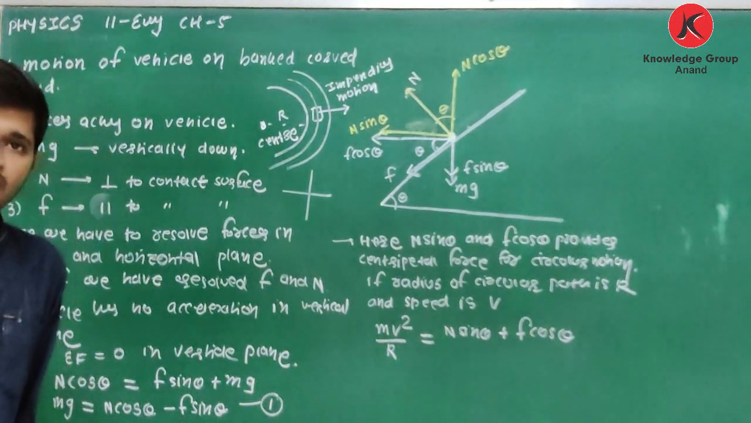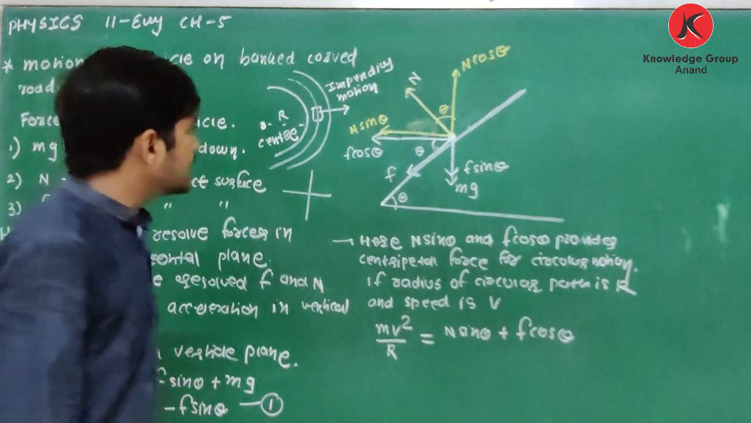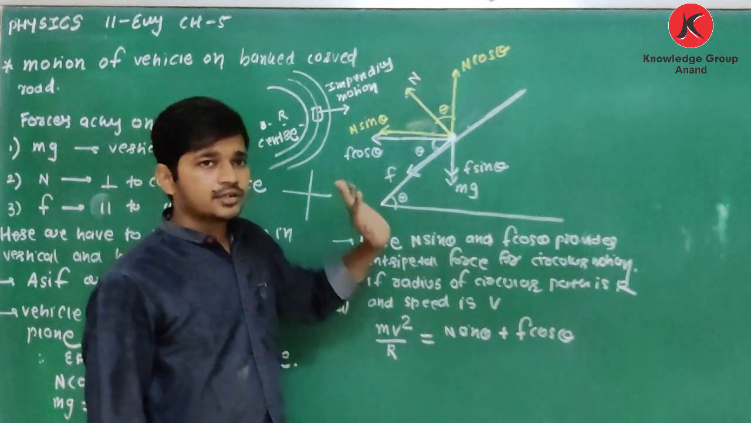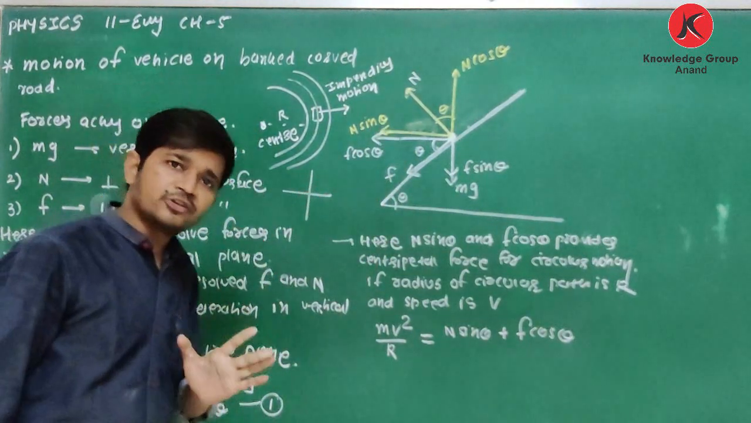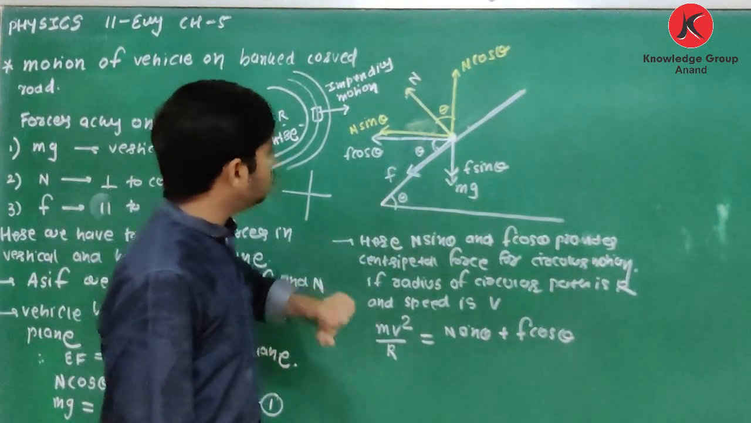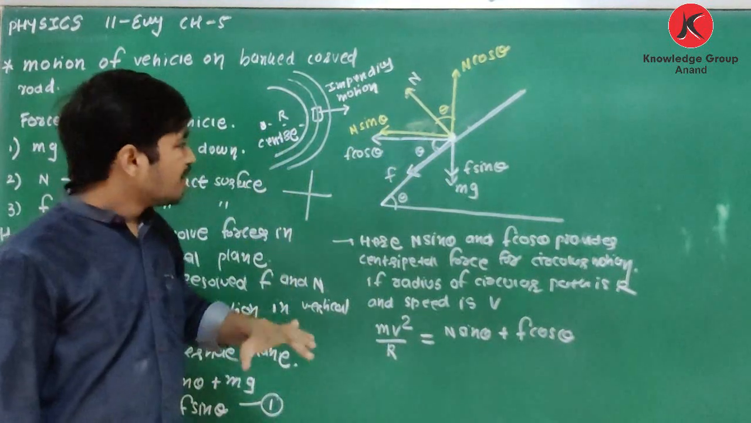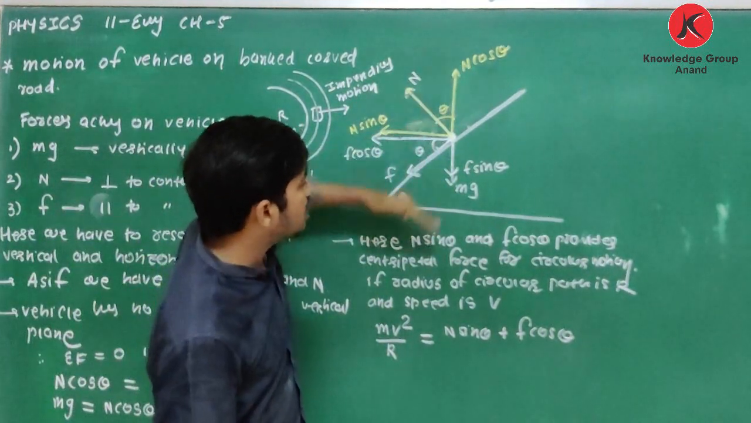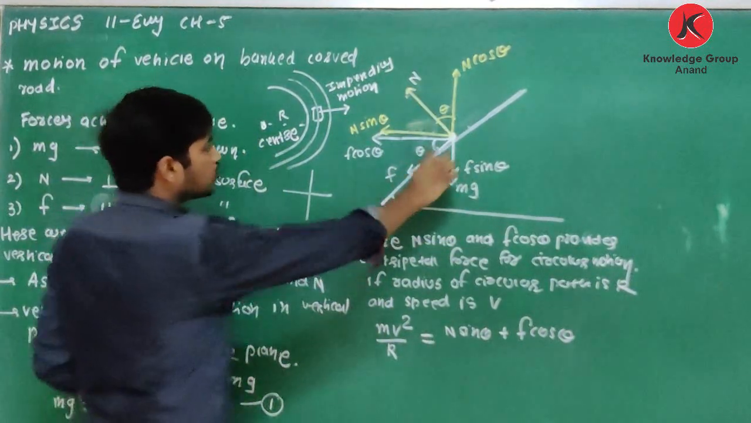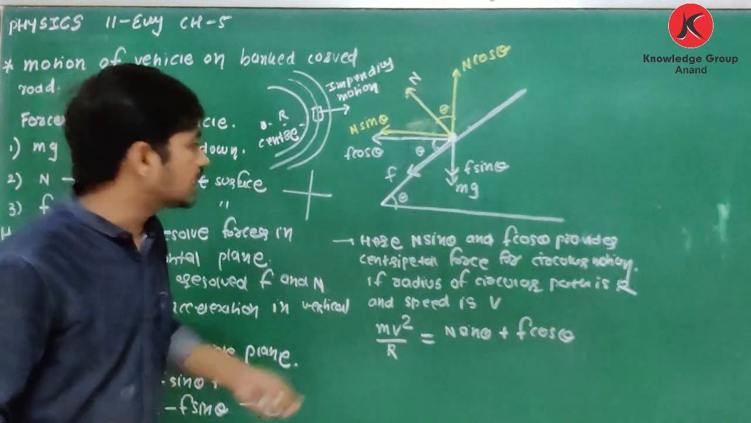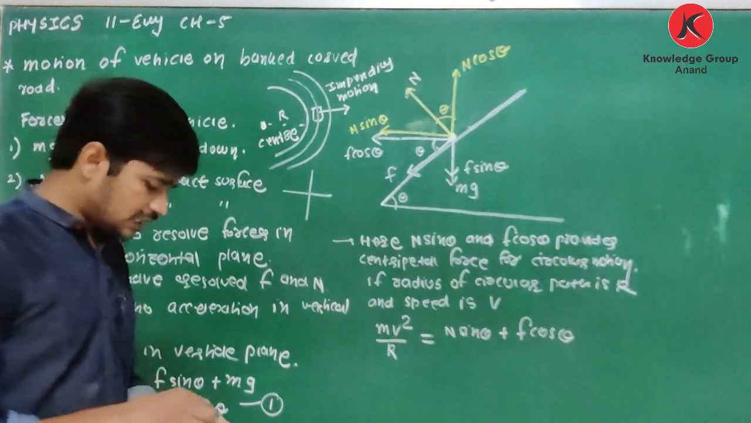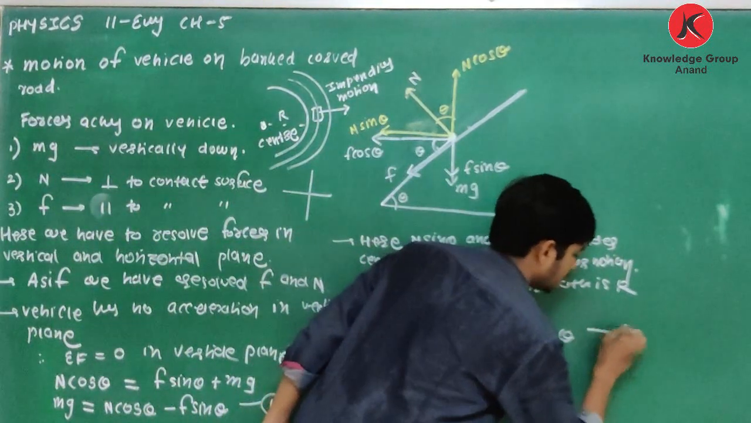Any doubt? Okay, so here again we have three forces: mg, f and n. We have to resolve forces in vertical and horizontal plane. mg is already in vertical plane, do not resolve. F is resolved in two components, n is resolved in two components. From the figure we can say the vehicle is not moving in the vertical plane, so n cos theta is equal to mg plus f sin theta. These two forces are acting in horizontal direction towards center, so these two forces will provide centripetal force. Clear about this? It is equation number 2.